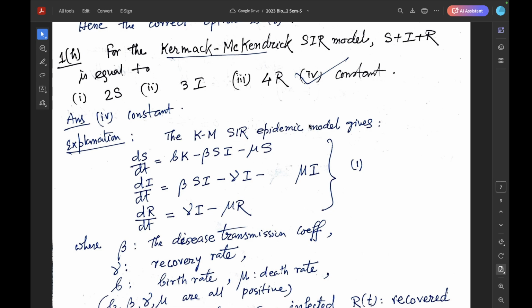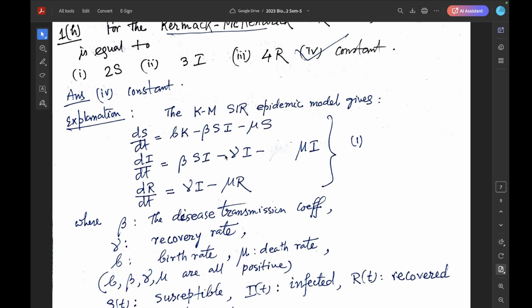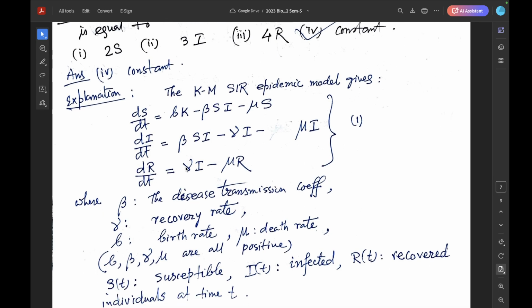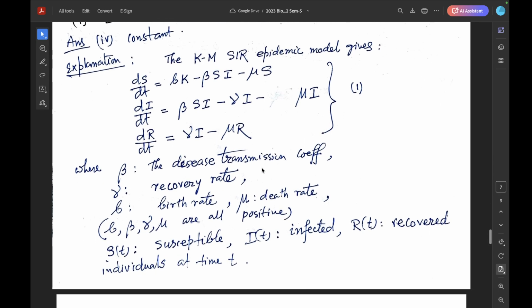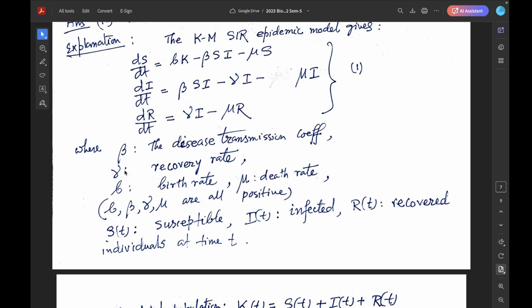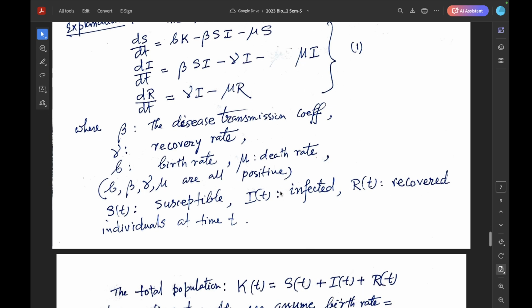The KM SIR epidemic model is described by dS/dt = B K - beta S I - mu S, dI/dt = beta S I - gamma I - mu I, and dR/dt = gamma I - mu R, where beta is the disease transmission coefficient, gamma is the recovery rate, B is the birth rate, and mu is the death rate. These parameters beta, B, gamma, mu are all positive parameters.